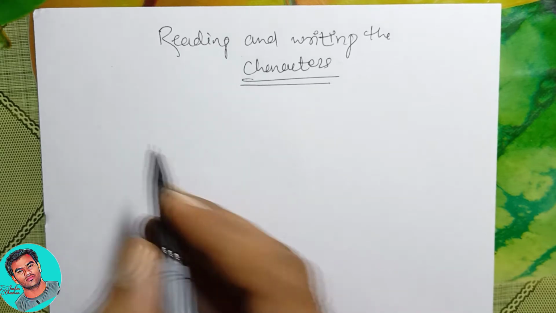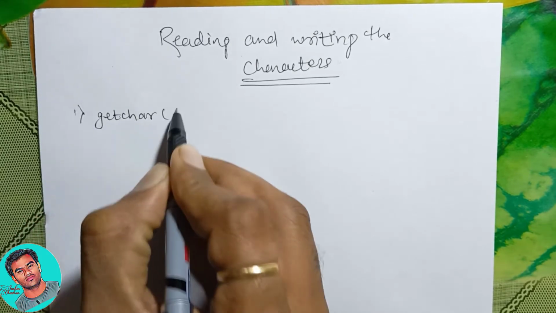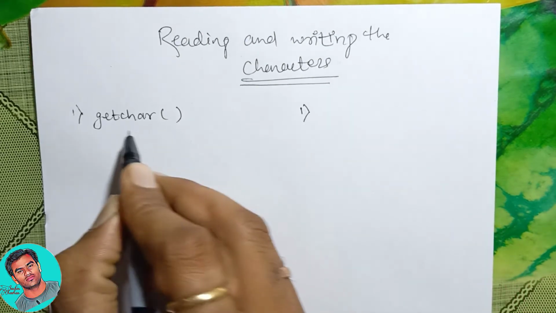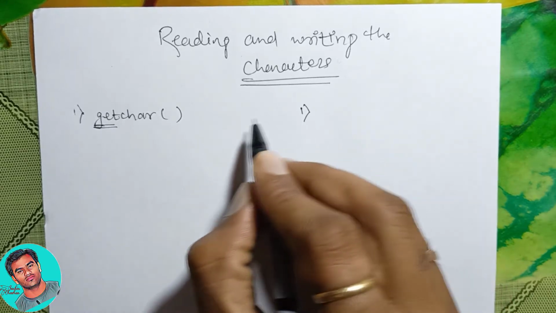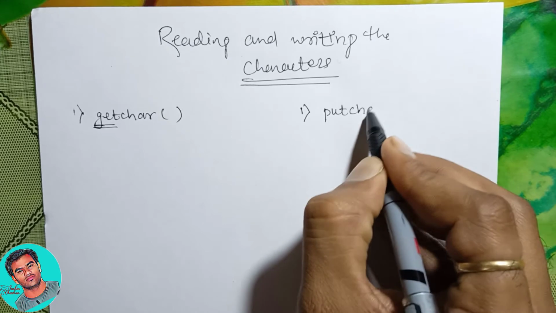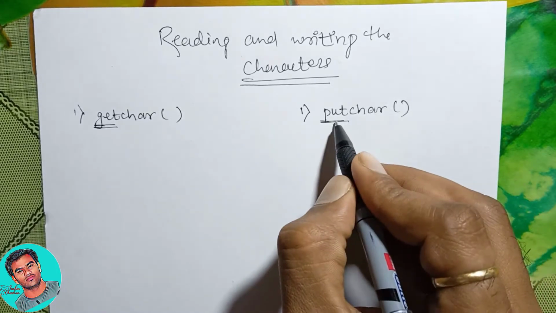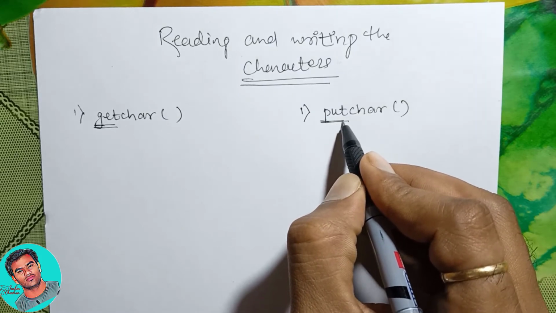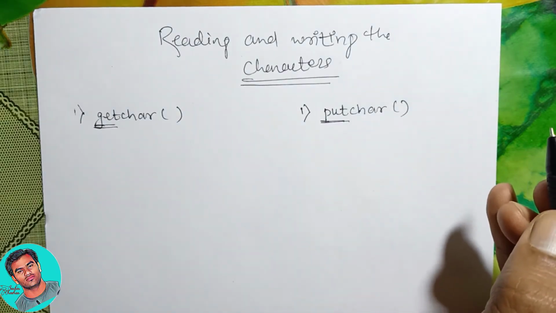The first one is the getchar function, and getchar is used to read a character. Exactly opposite to this, there is a function called putchar, where put represents print. This putchar function is going to print a character on a screen. This is the basic difference between these functions.